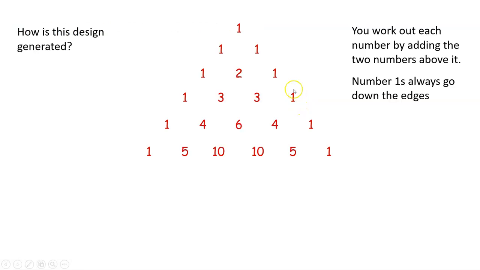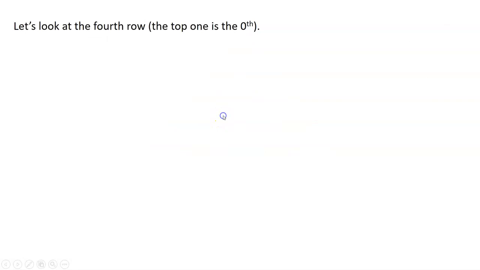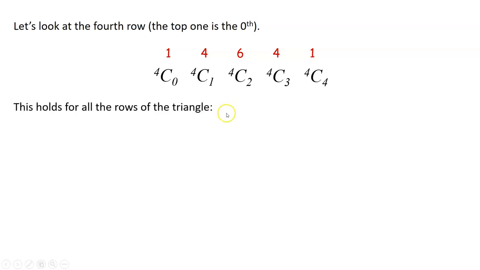So the top row we call the 0th row, and so we're going to have a look at the 4th row now. Now perhaps you have noticed this. So 1 is 4 choose 0, 4 is 4 choose 1, 6 is 4 choose 2, 4 is 4 choose 3, and 1 is 4 choose 4. And this is the case for all rows of the triangle.